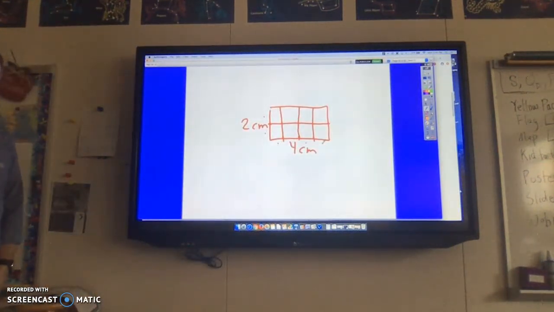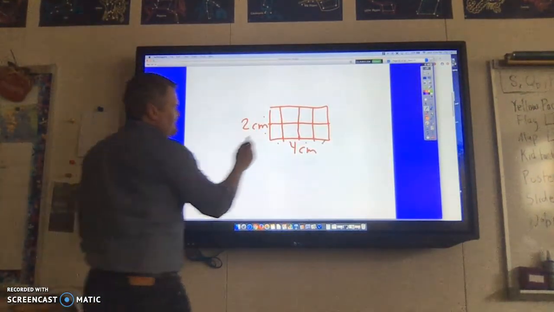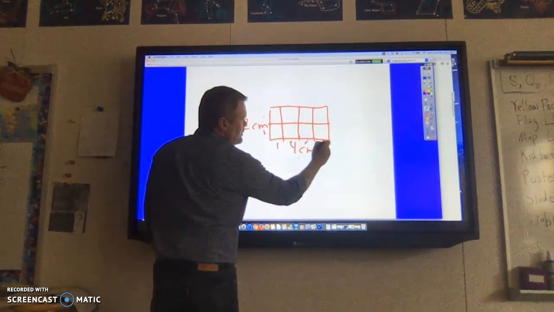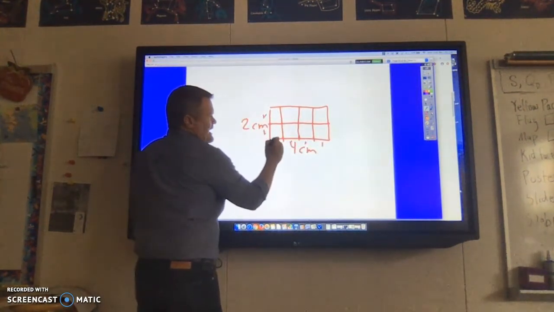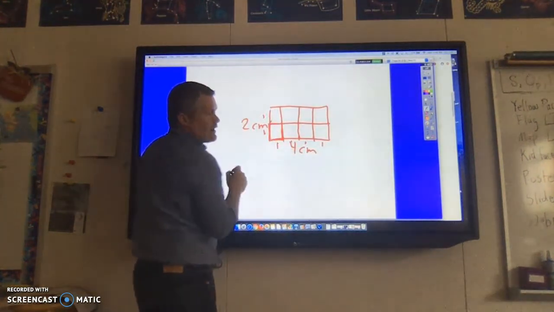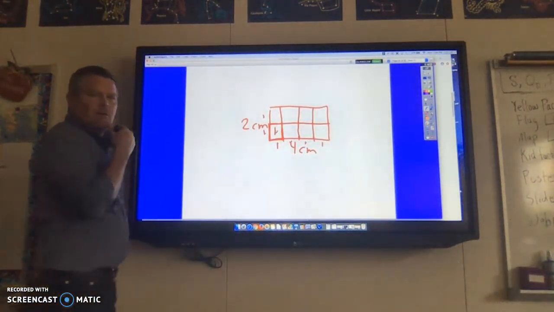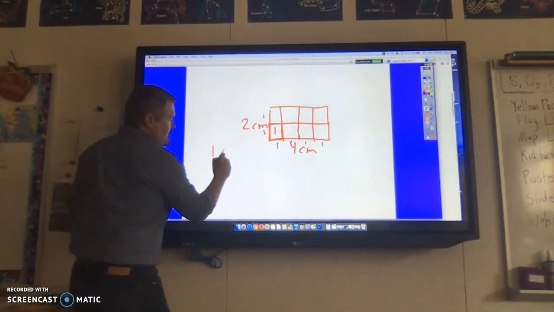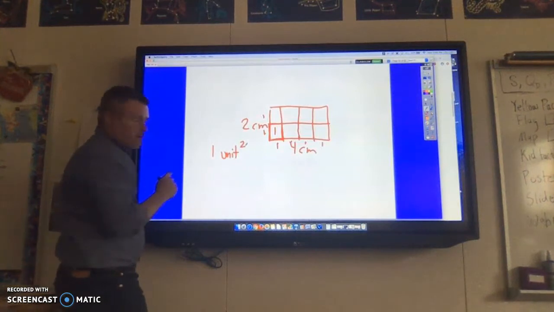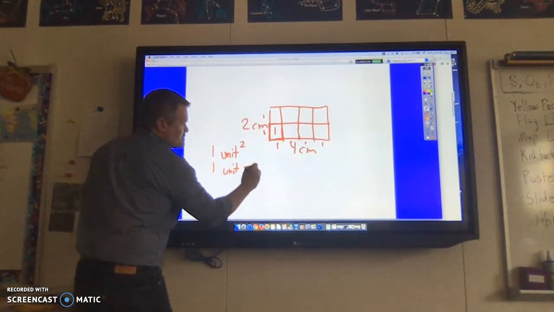Now, what do you notice already? How much space is there inside of here? Well, if you think of each of these as 1, 1, 1, 1, 1, 1, each of these squares is a 1 by 1 square, or 1 unit squared. Now, we can write that a couple of ways. 1 unit squared, like with the exponent, or we can write 1 unit and write the word squared.